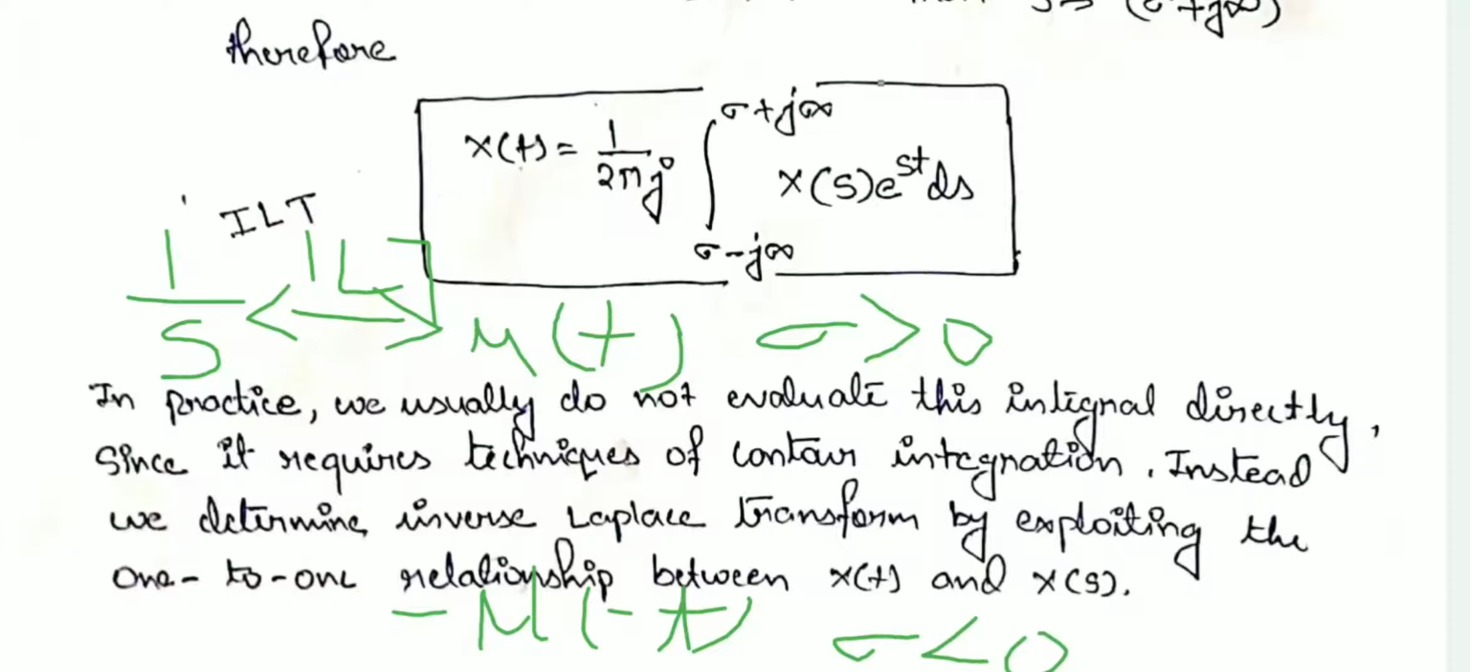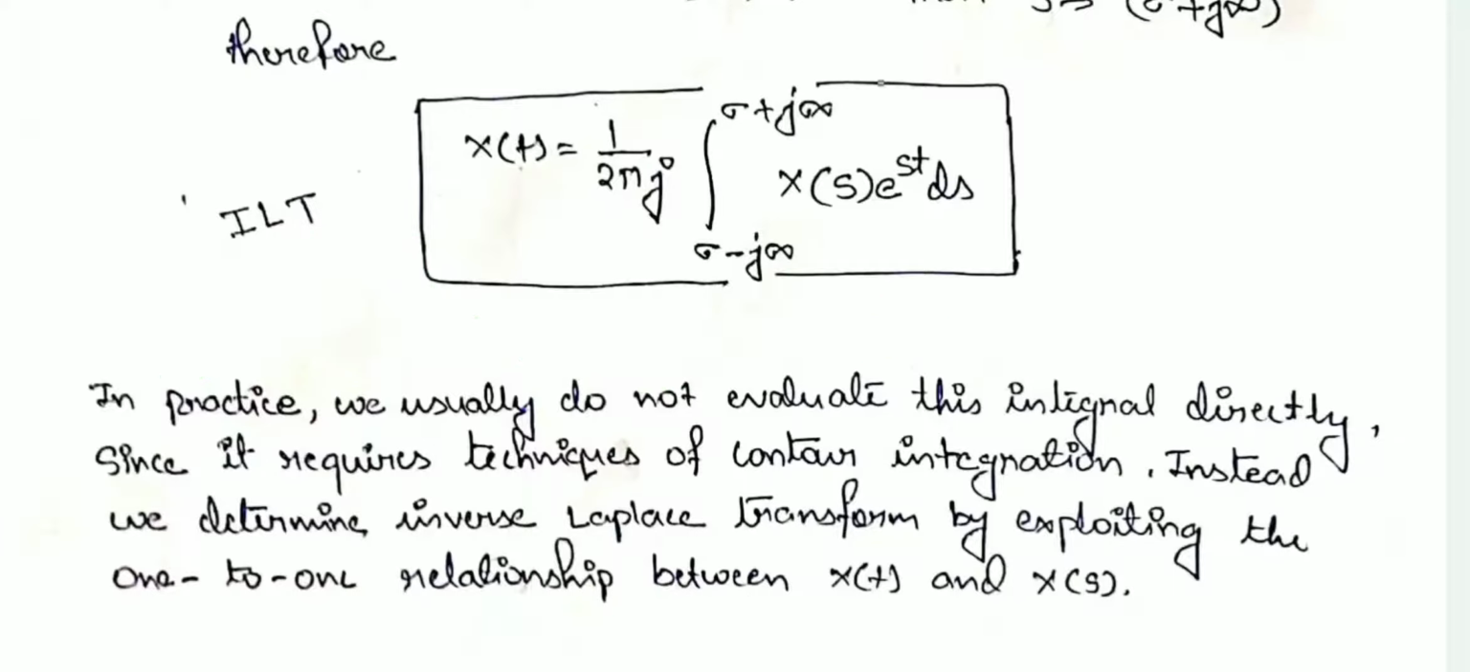Therefore, we can directly find the inverse Laplace transform when the ROC is given, and if the ROC is not given, then we consider the possible ROCs, how many are possible, and their respective Laplace transforms. Let's begin with some examples.